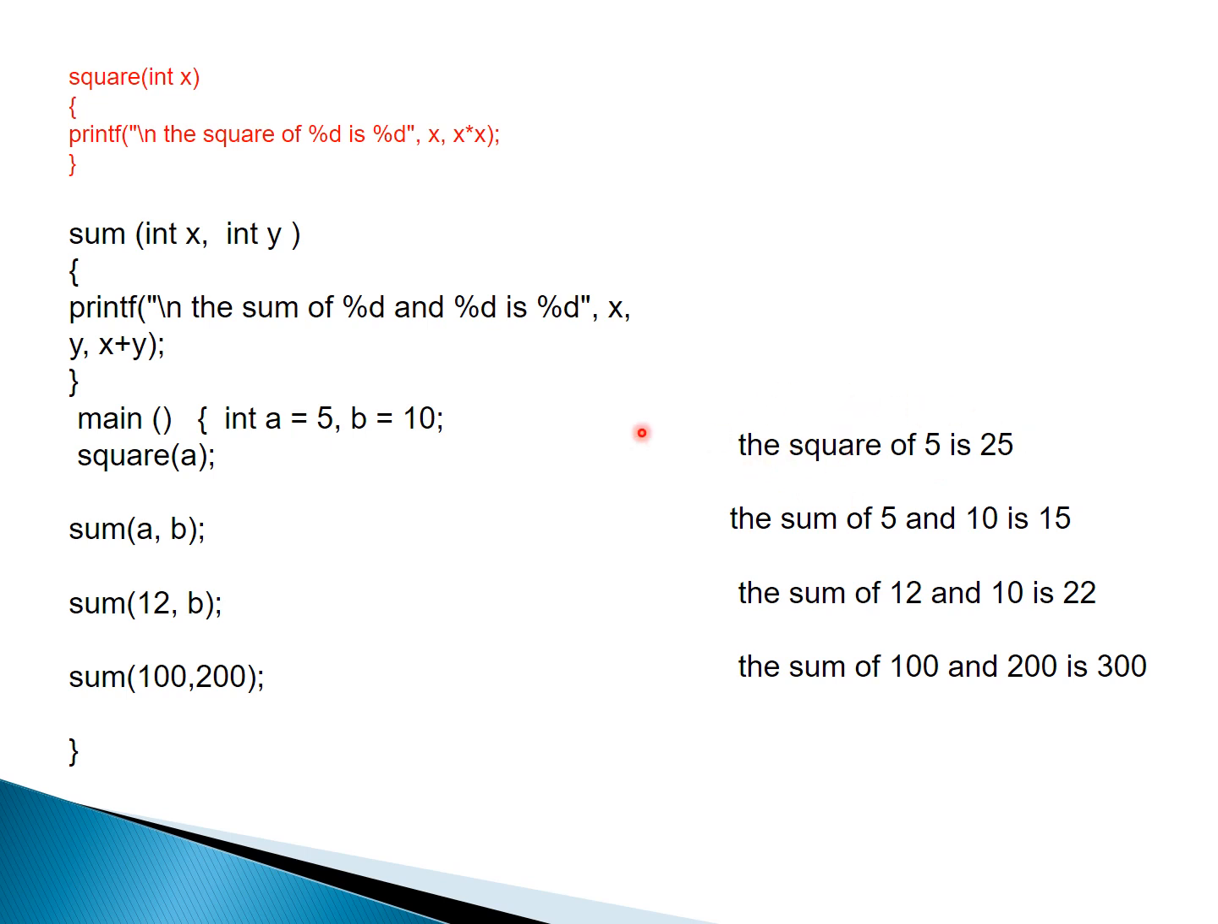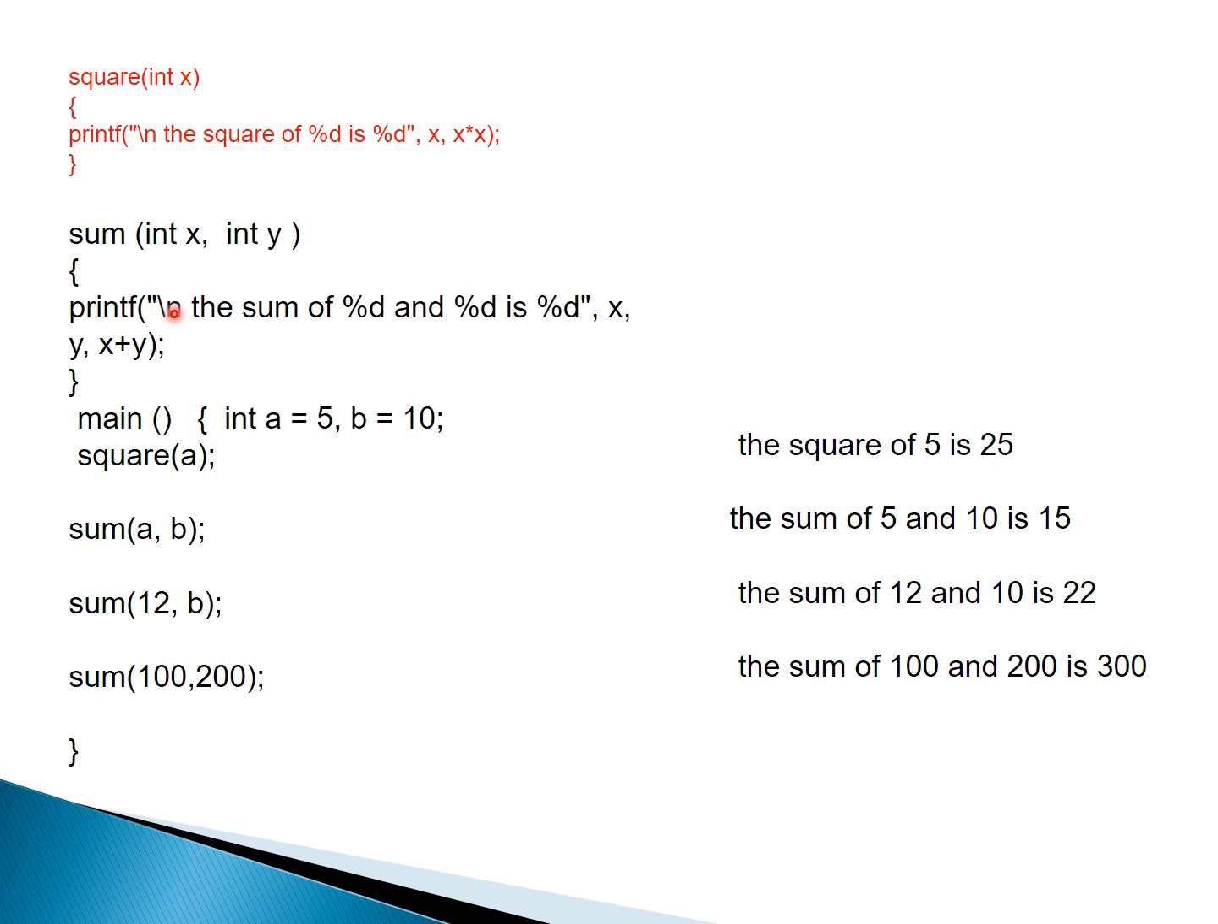Then we have the second function, and here we can see that this function can receive two variables. The first variable will be stored in x, and the second variable will be stored in y. Remember that this x and this x are two different variables, even though they have the same name. This x is not accessible here. So if we print the value of x, that will be the value of this x, and here it will be the value of this x. They are two different variables.